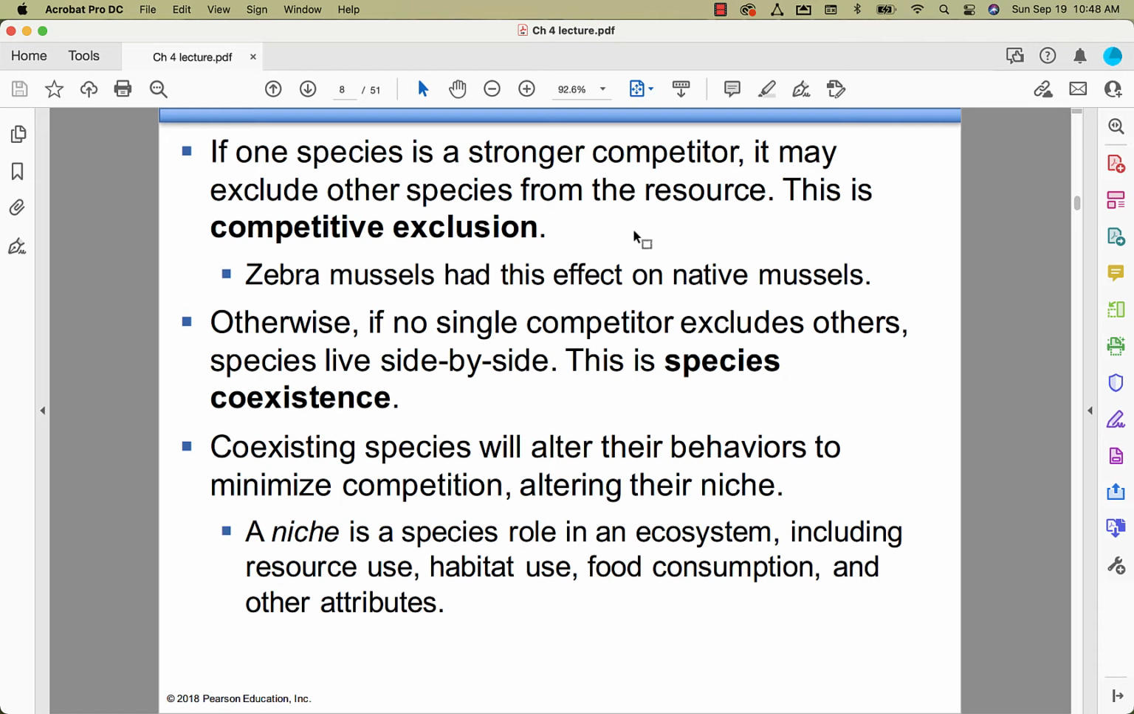If two species coexist, they're going to change their behavior to minimize competition. Competition is never a good thing between species, because one of them usually suffers. But as two species coexist, they're going to alter something called their niche. Sometimes it comes out of my mouth "nitch," sometimes it comes out "neesh," like envelope and envelope. But a niche is the role of a species in an ecosystem. So the resources it uses, the habitat it uses, the consumption of food, and that kind of thing. So niche is something we may have talked about in biology. But there's your definition.